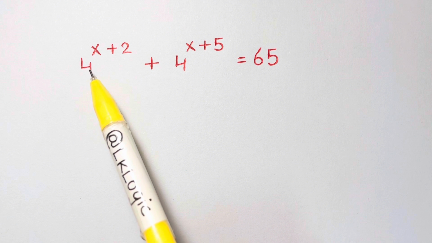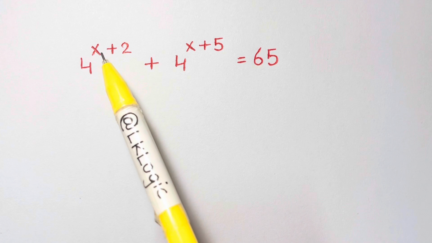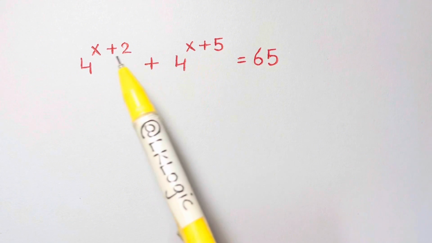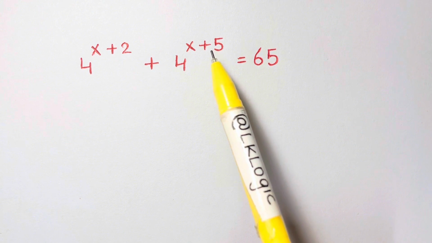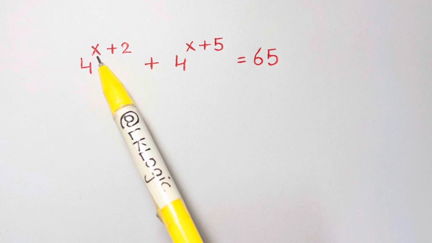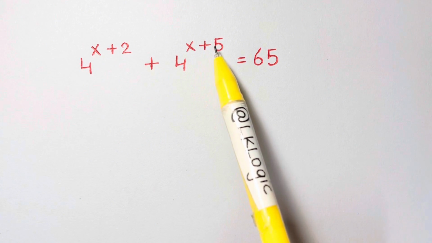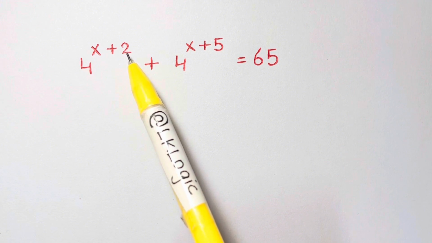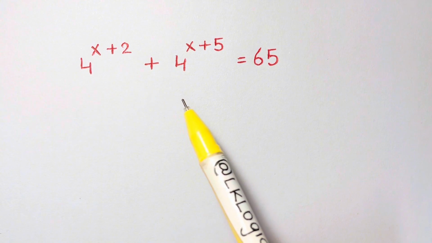First of all, as you can see here, the bases are same. And what are the powers? X plus 2 and x plus 5. As you know, the x value will remain same, of course, but we have to find which is the lowest exponent, the smaller exponent. Here it's x plus 2 because only 2 is added to x. Here 5 is added to x. So the lowest exponent is x plus 2. So we are going to take this term common outside the parenthesis.